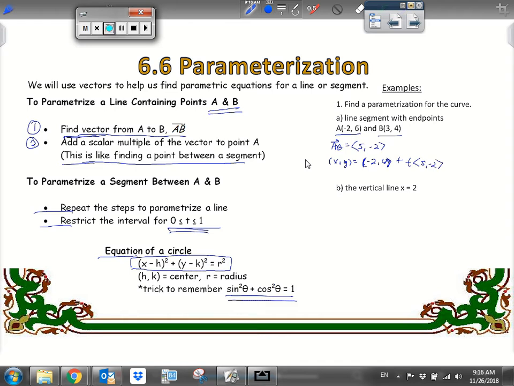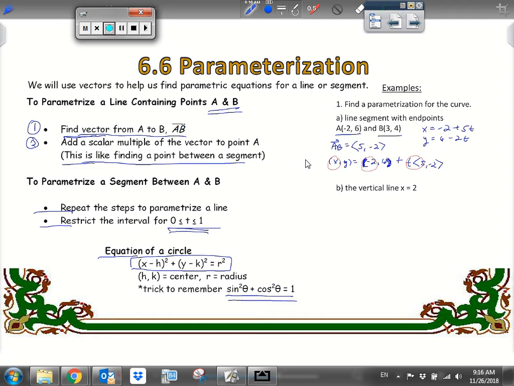Okay, so this is a point. Oh, those are bad parentheses. That's a point. So we are going to take the first spots. Hopefully you remember, I'm just going to remind you. So the x is going to be equal to negative 2 plus 5t. Remember how we turned that from a vector to a parametric? So my parametric equation is going to be x equals negative 2 plus 5t, and y equals 6 minus 2t.